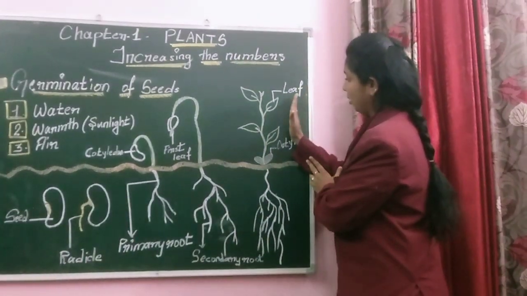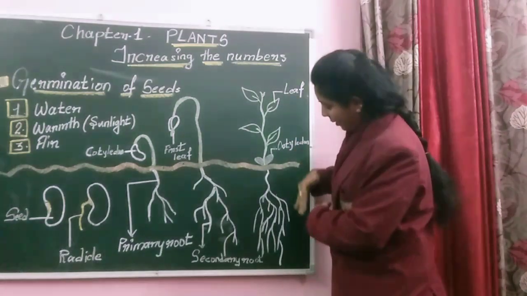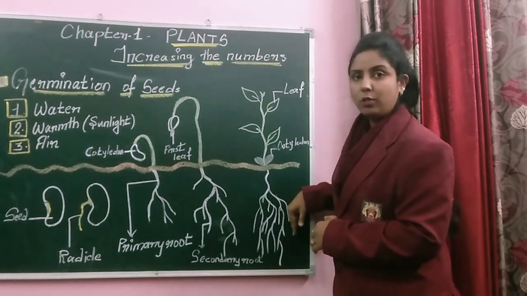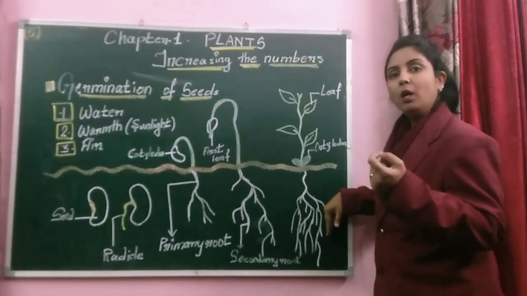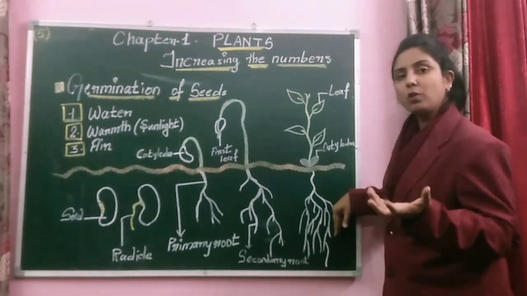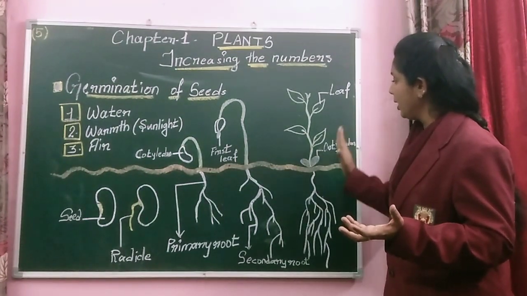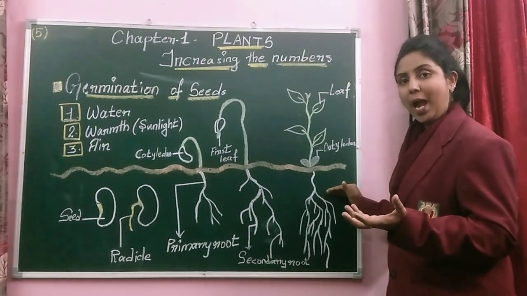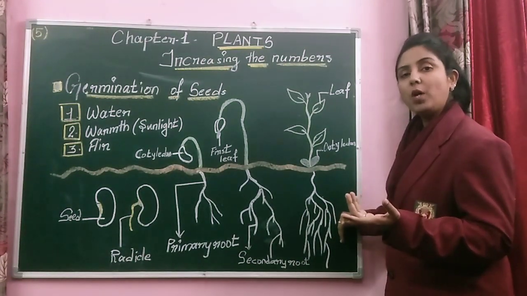This area above the soil is actually negative geotropism, and the part which is towards the soil is positive geotropism. Students, I'll just let you know what geotropism is. That is any action which is in response to the force of gravity, that is towards the earth. So here you can see the stem part is moving away from the earth, so that is negative geotropism. And the root area, which is moving towards the earth, is showing positive geotropism.